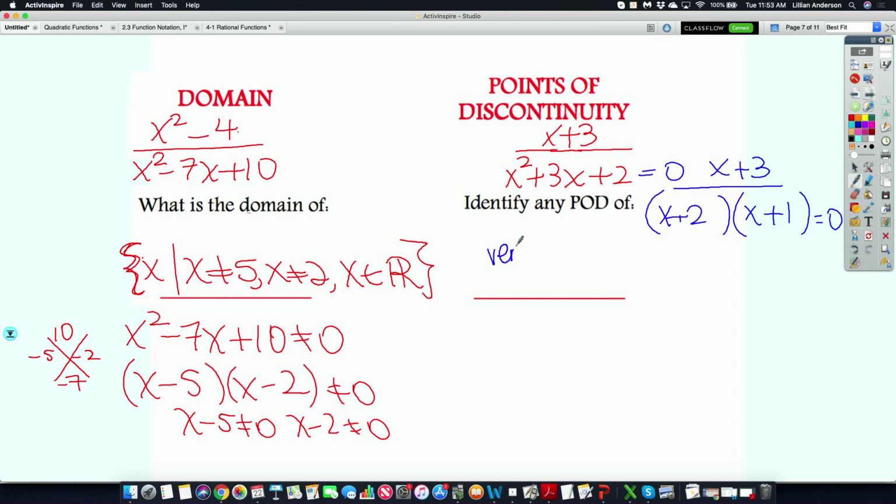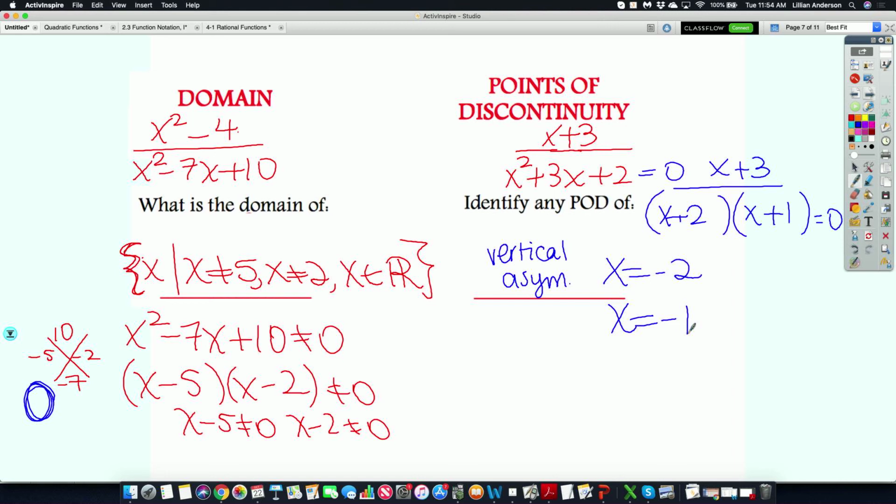So I don't have any holes, but do I have vertical asymptotes? Yes, I have vertical asymptotes, and where do they occur? And how do I write them? Remember from the other slide. Remember I had circled it. It was like right here in this general area. x equals negative 2, and x equals negative 1. Remember, it's always x equals for vertical asymptotes. Questions?